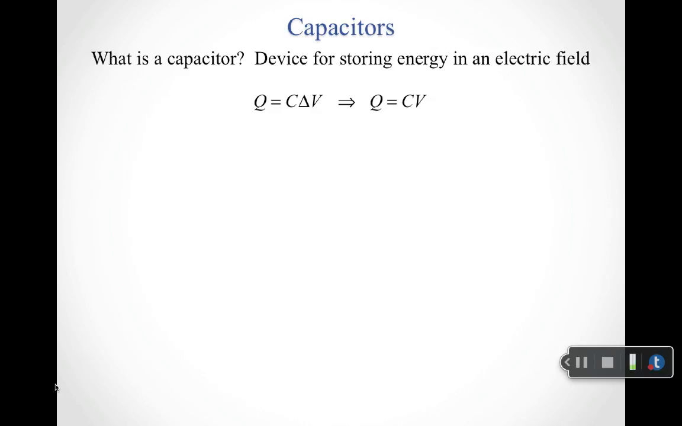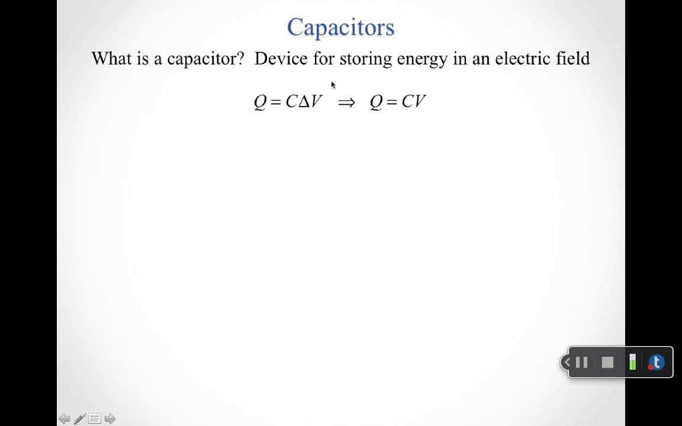All right, so let's talk about the first of the major circuit elements that we're going to deal with, and that's capacitors. So again, just to remind ourselves, what is a capacitor? Well, it's a device for storing energy in an electric field. Basically, with any type of capacitor, what you're doing is you're taking two plates, separating them by some short distance, charging those plates, one with a positive amount of charge, one with a negative amount of charge. Again, there'll be a potential difference across those plates.